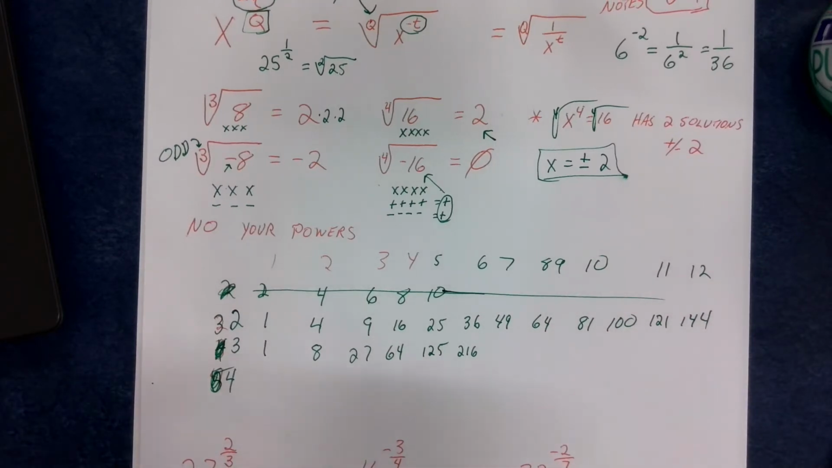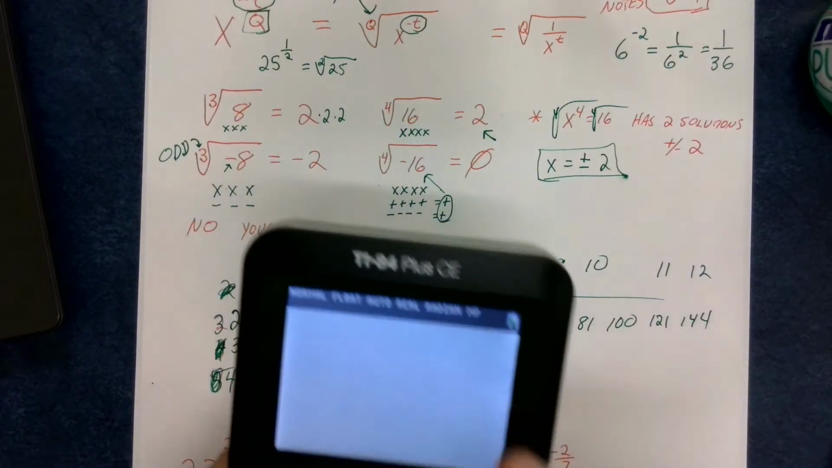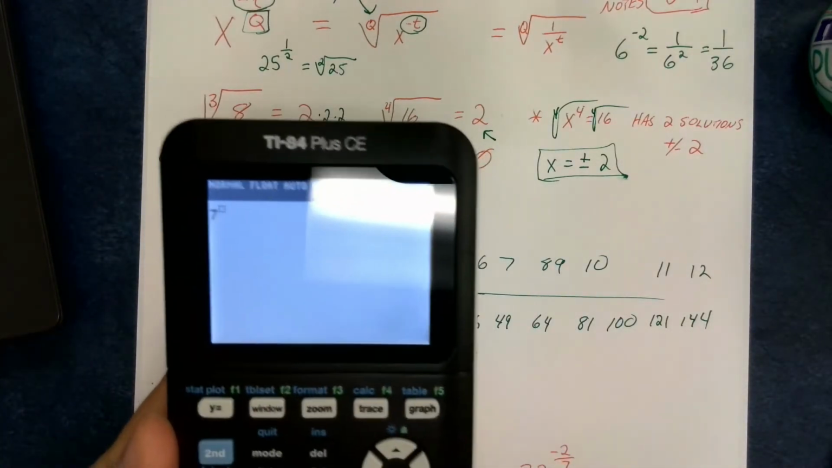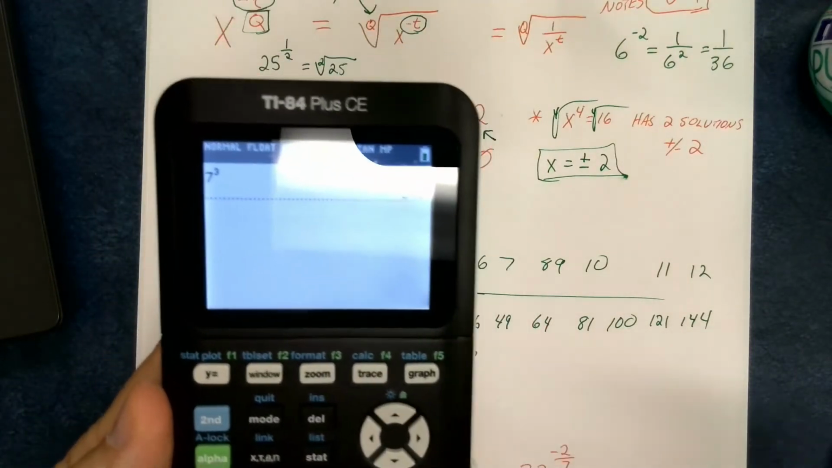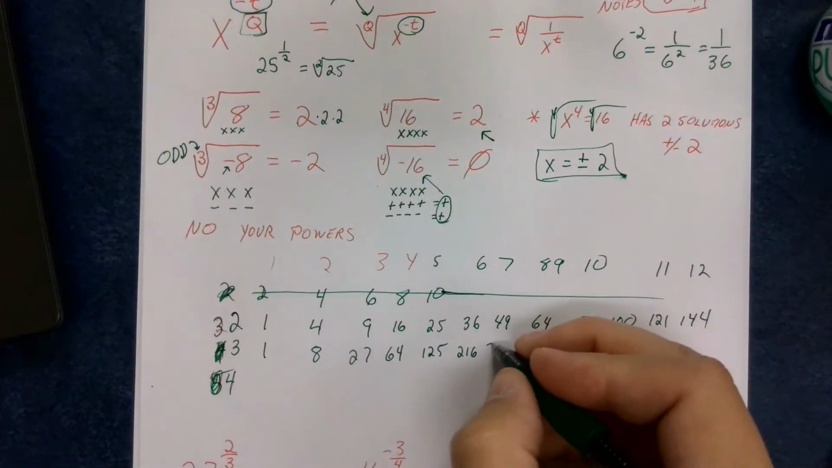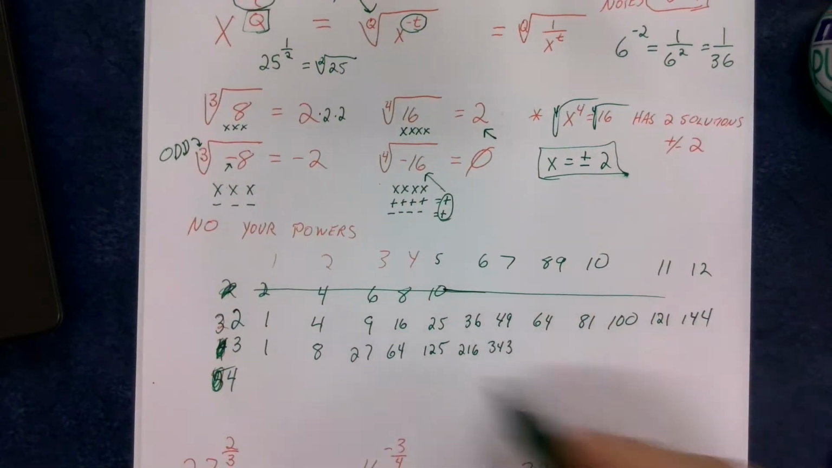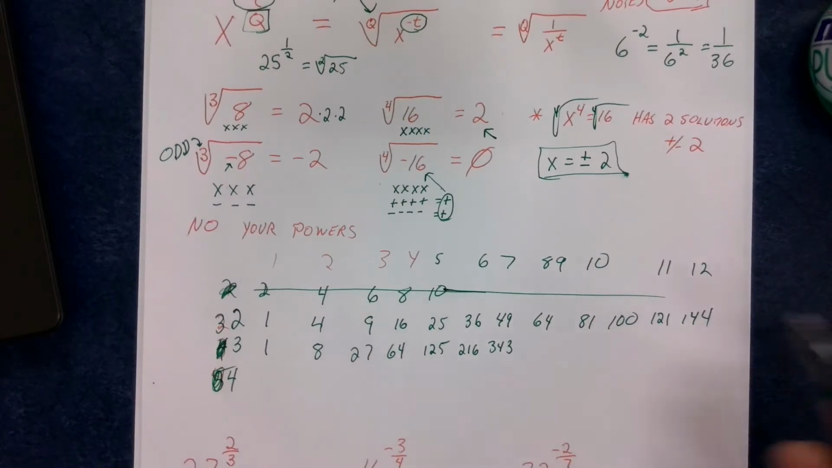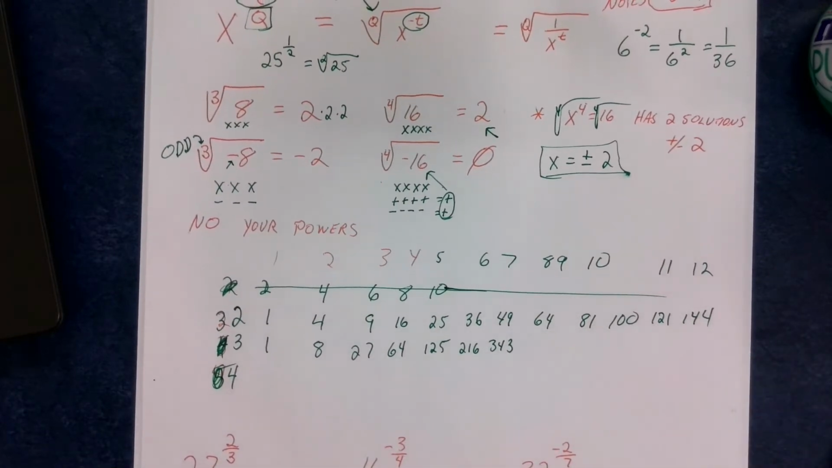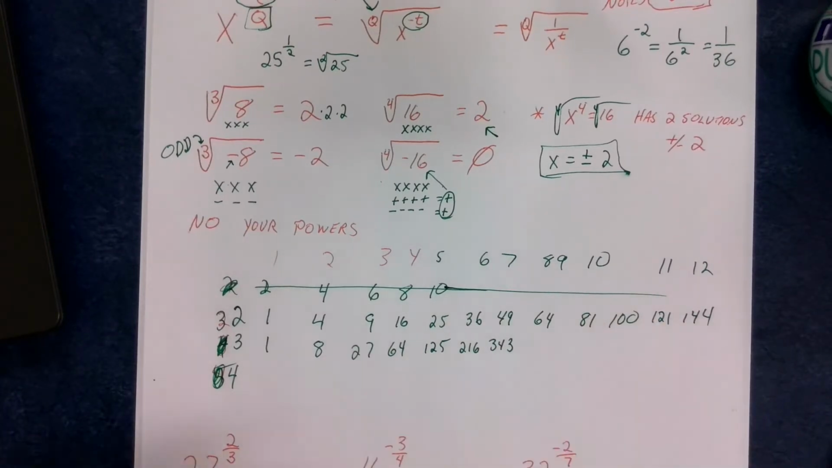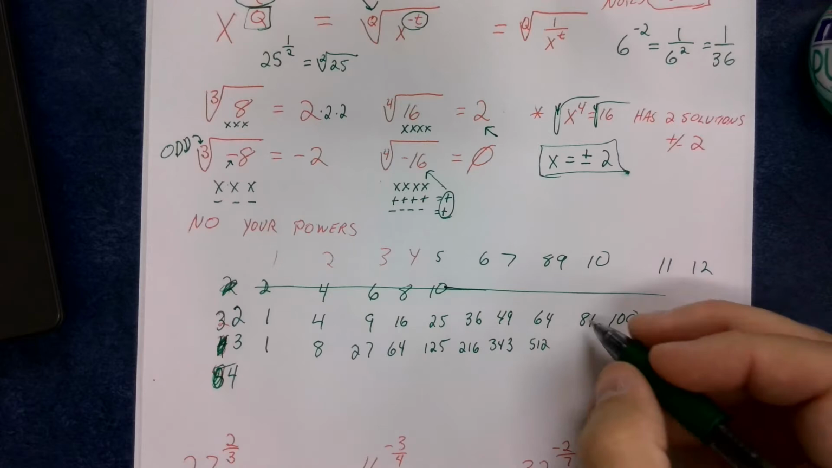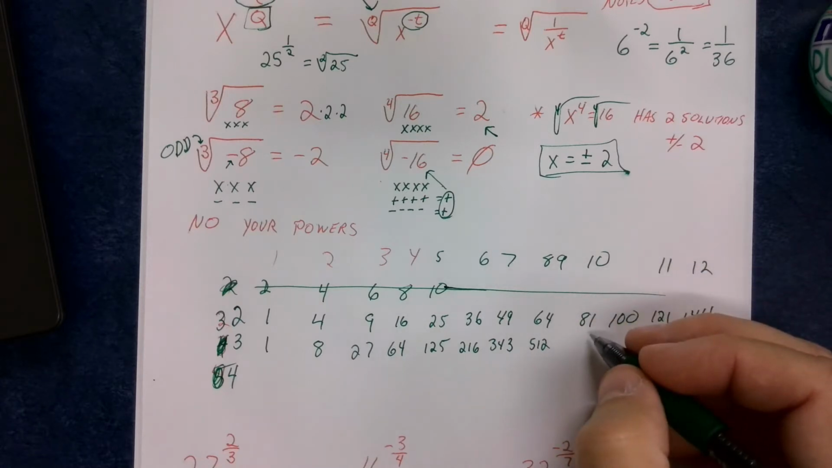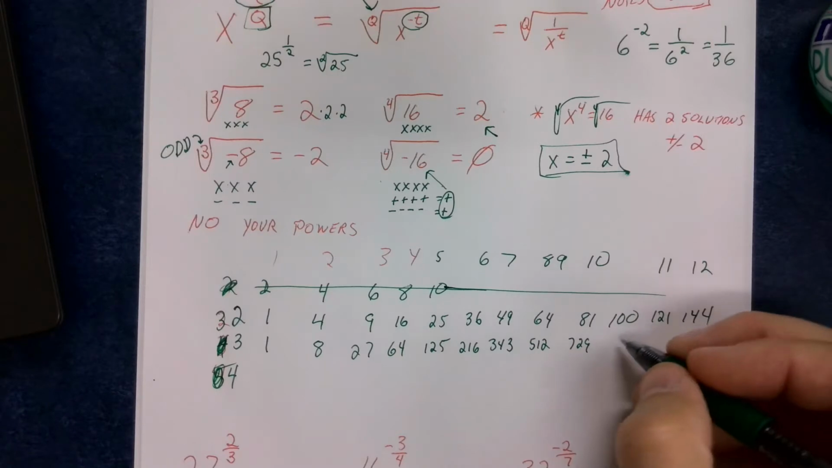Now, if you don't know them, you can always take your handy-dandy little calculator like this and do 7 raised to the, that's this button right here, 7 raised to the third. The next one, 7 cubed is 343, so I can go ahead and write down 343. Now, as we go up higher and higher, we might not know all of those, and that's okay. Excuse me, 8 raised to the third power is 512. 9 raised to the third power is 729. And then, of course, 10 raised to the third power.